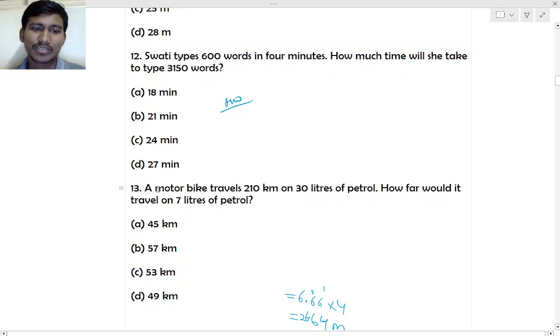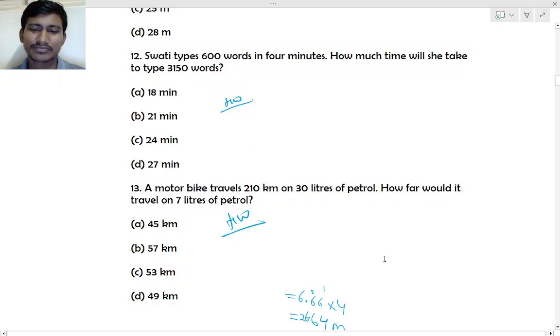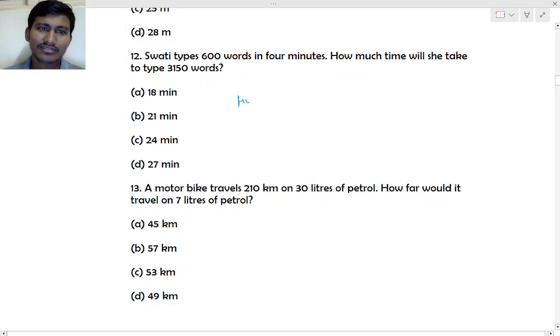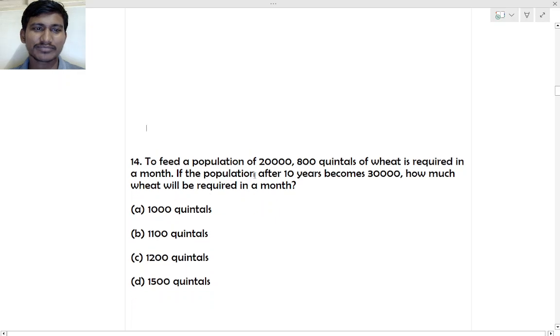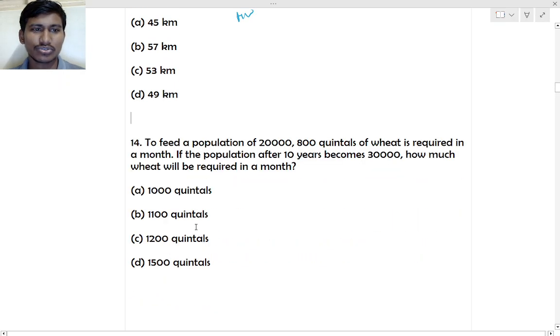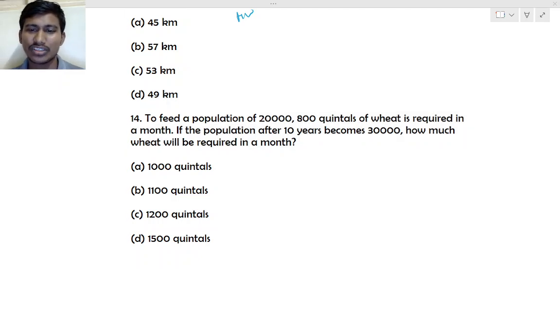Here, a motorbike travels 10 kilometers in 30 liters. How far would it travel in 7 liters? So homework, same way, cross multiplication. Understand? Okay. The 13th is homework. The 14th is also the same homework. Here is the question: to feed a population, 20,800 quintals of wheat is required in a month. If the population after 10 years becomes 30,000, how much wheat will be required in a month? Same way.